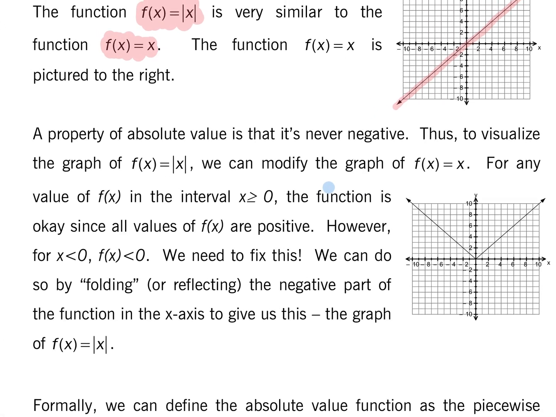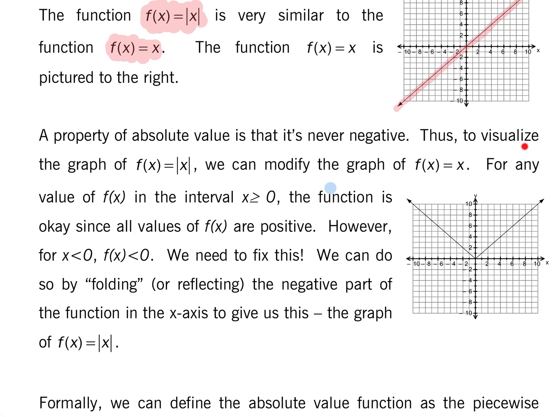So, to visualize the graph of the absolute value of x, we have to modify the graph up here of f of x equals x or y equals x. For any value, when x is positive, the graph is the same because it's already positive. But when x is less than 0, the graph is less than 0. That's very bad because when we're taking the absolute value, you can't have a negative number. So what we do is we have to fix this.